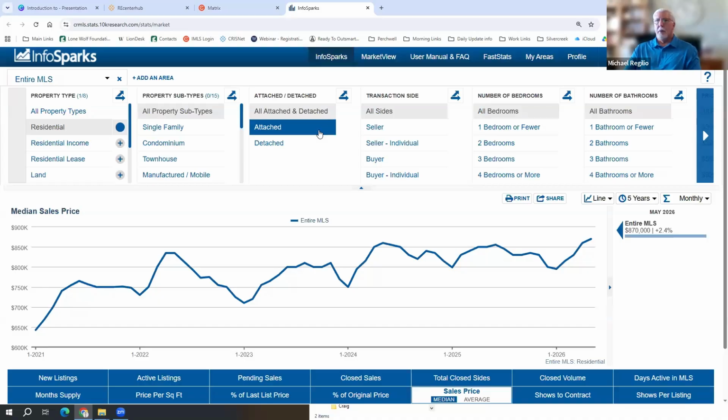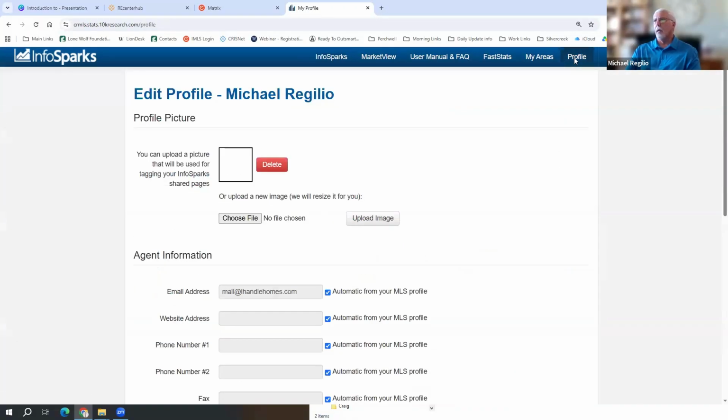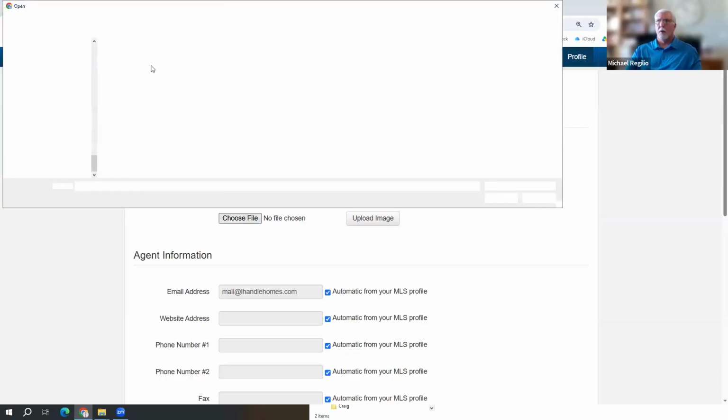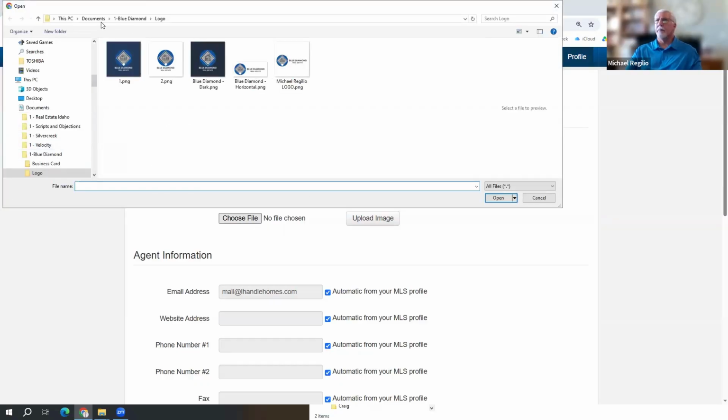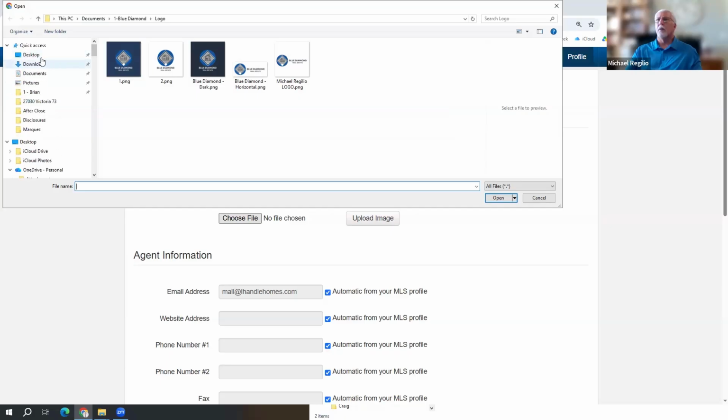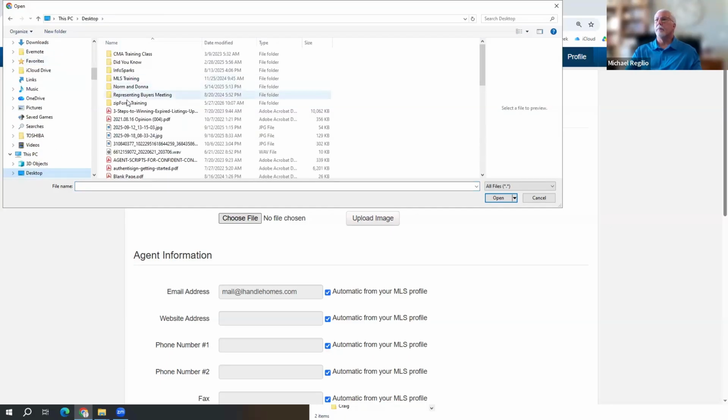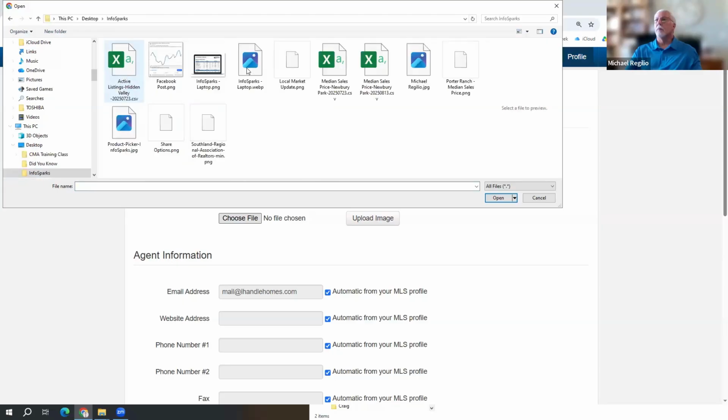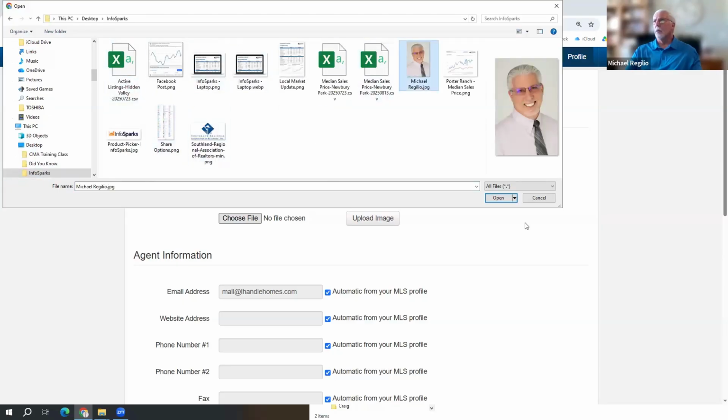So once we open up InfoSparks, like any other program that we use, the first thing we have to do is jump in and update our profile. So the first thing we do is we're going to choose our picture from our computer. There we go.